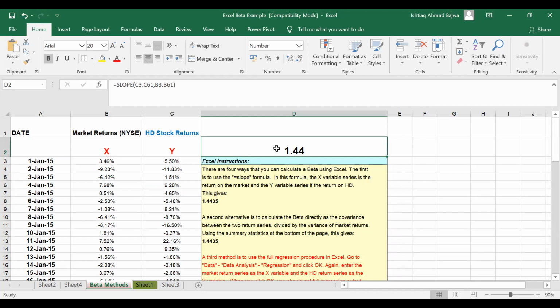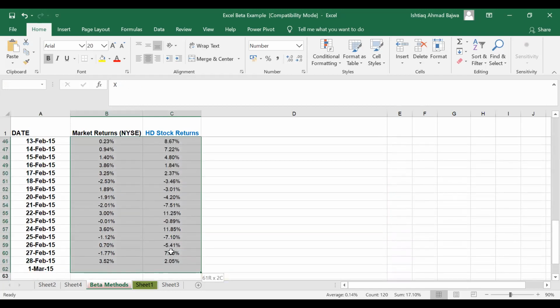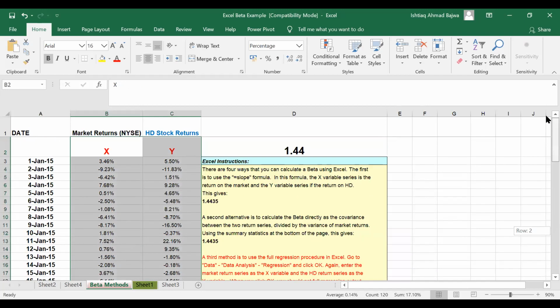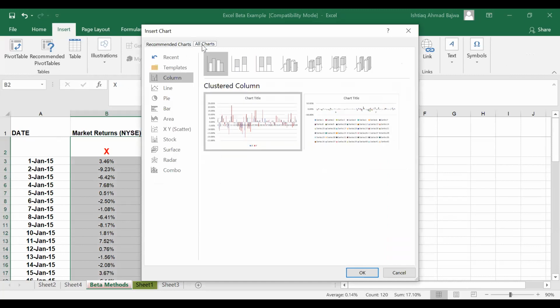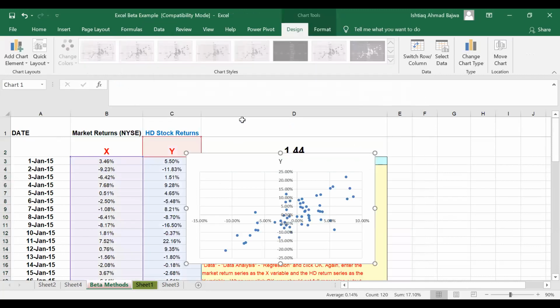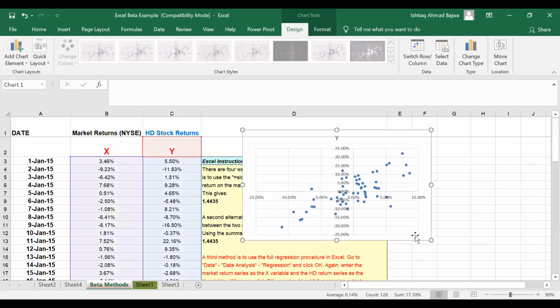But here we are interested in calculating beta. There's another method. We select both X and Y together. When we select both X and Y, then we go to insert graph, scatter graph, in graphs, the XY scatter graph. The XY scatter graph is a very common type of graph. It will appear. Can you see the graph?